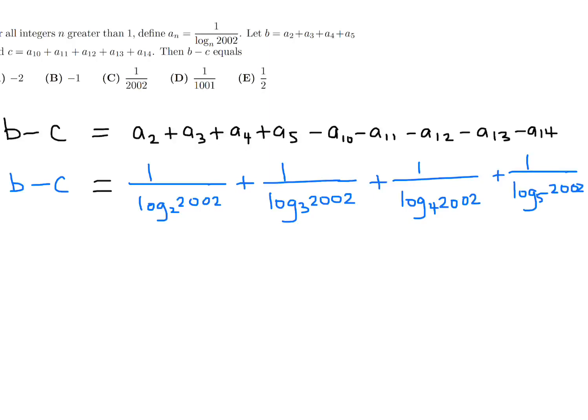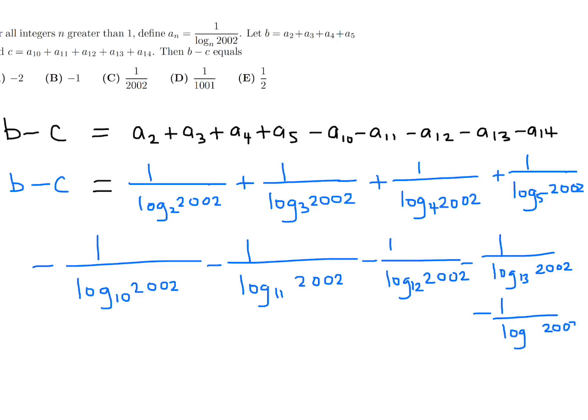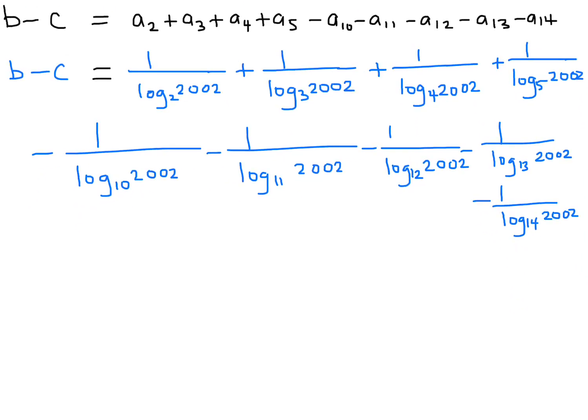And then you're subtracting 1 over log 2002 to the base 10. And then very similarly, it would be 1 over log 2002 to the base 11, minus 1 over log 2002 to the base 12, 1 over log 2002 to the base 13, and finally 1 over log 2002 to the base 14. All right, so that is basically our equation.